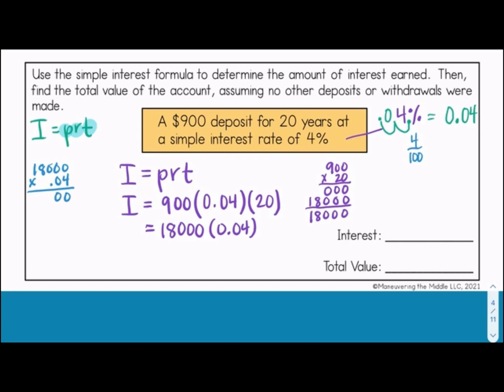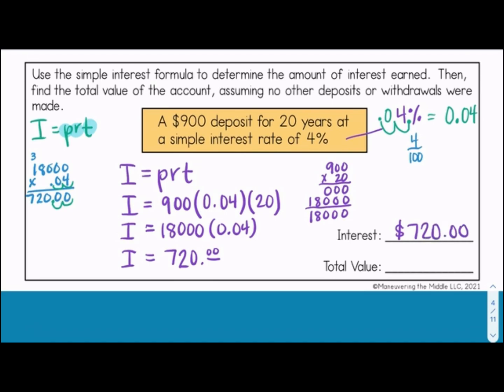I get 72,000, but remember we need to look for a decimal. If I look in my problem, there are 2 digits to the left, so I'm going to go to my product and make sure there are 2 digits to the left there. Now I go back to my problem, and I know that interest equals $720. So I'm going to list that over here as my interest.